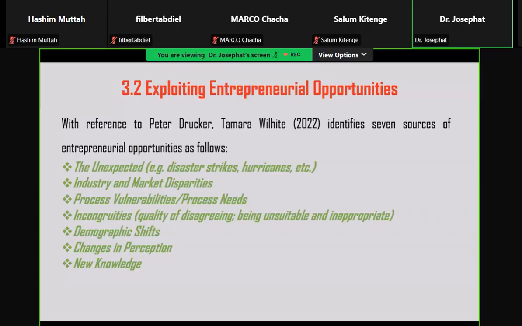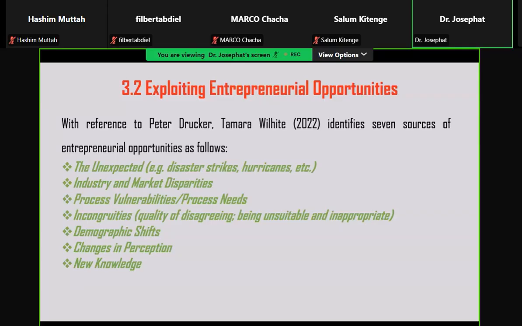So with reference to Peter Drucker and as well as Tamal Wheelwright, which identified the 7 sources of entrepreneurial opportunity. And these sources are based on the Peter Drucker source, not the one we discussed the first. Peter Drucker source and as well as the Tamal Wheelwright aliongelea entrepreneurial opportunity katika makundi 7.